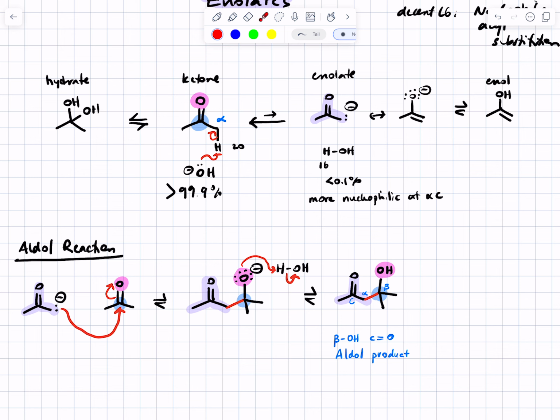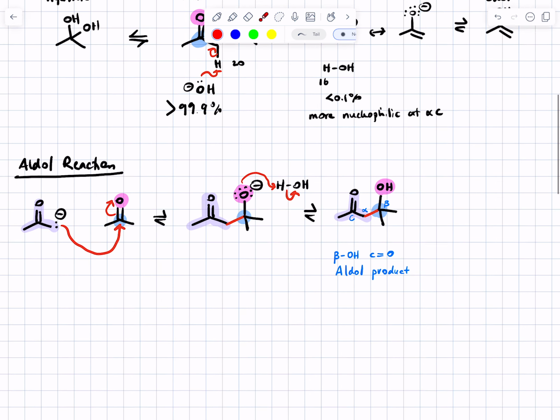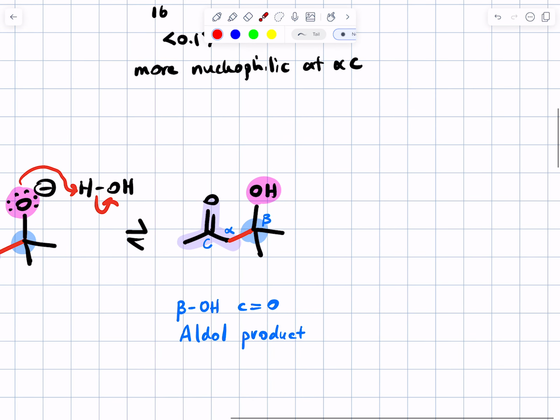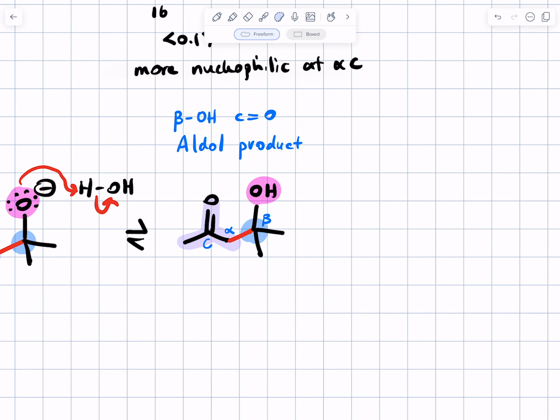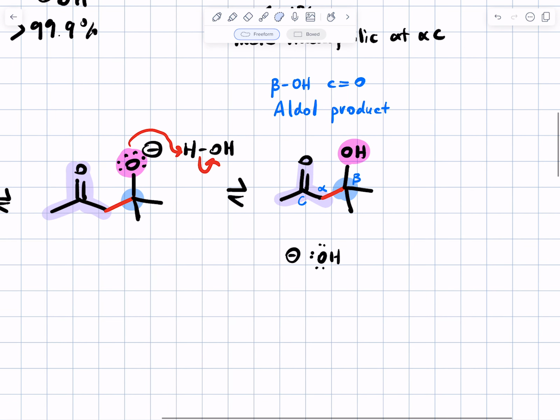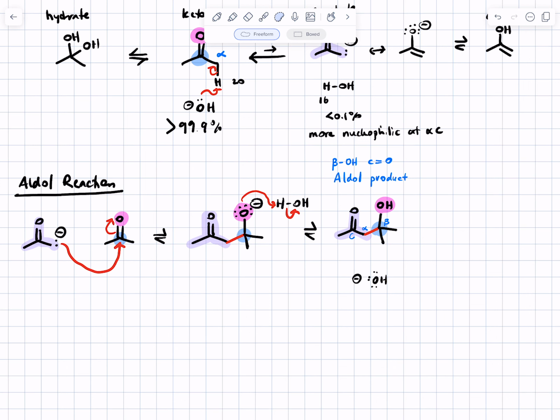All right, now there's one other thing that can happen at this stage to the beta hydroxycarbonyl compound, which we're calling the aldol product. One of the things that you may have noticed is that we regenerate hydroxide in this process. So the process is actually catalytic in hydroxide. You don't need a ton of hydroxide, just a little bit to make the reaction happen.